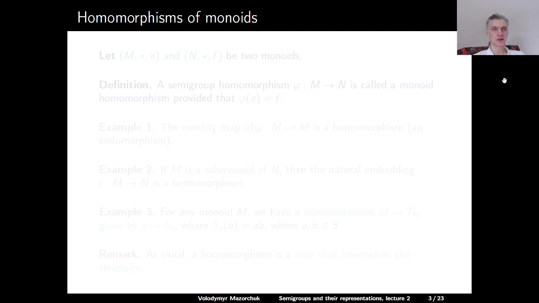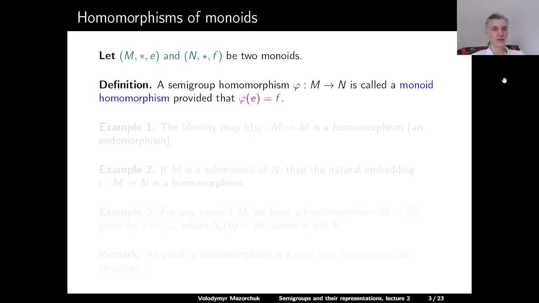Next, let us discuss the notion of a homomorphism of monoids. So let M and N be two monoids. We denote the monoid operation on M by an asterisk and the identity of M by E. And we denote the monoid operation on N by a star and the identity on N by F. Definition: a semigroup homomorphism phi from M to N is called a monoid homomorphism, provided that it sends the identity of M to the identity of N. So phi of E should be equal to F.